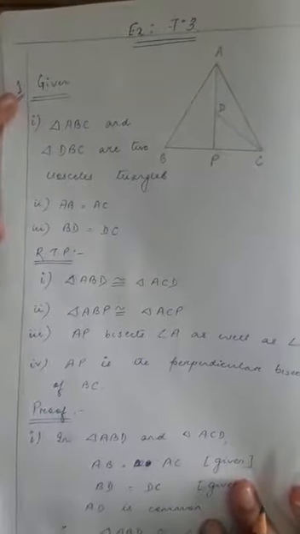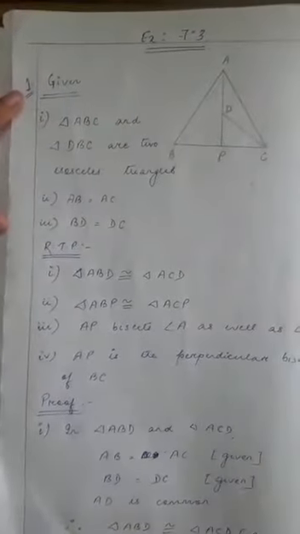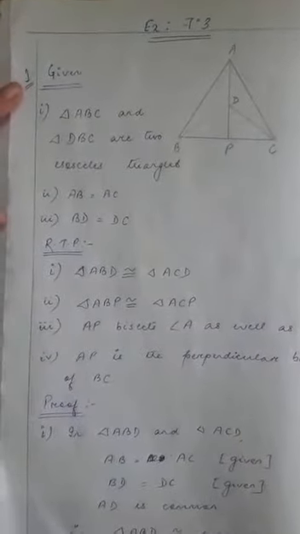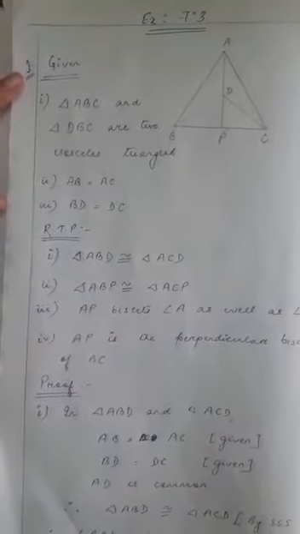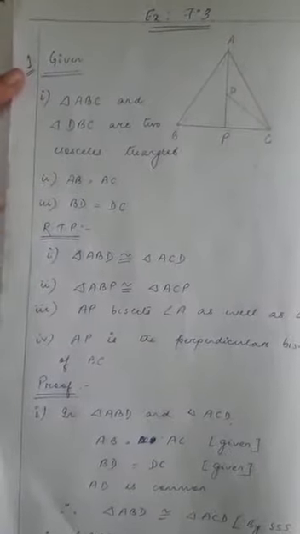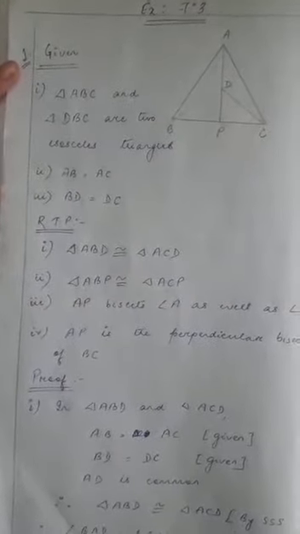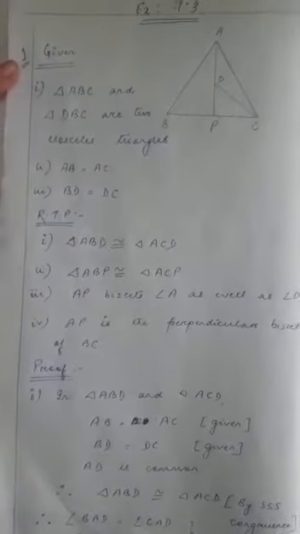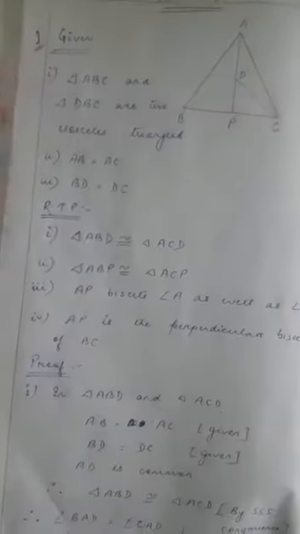Hello students, today we'll start with a new chapter, that is your exercise 7.3. In this exercise the sums are mostly based on two congruency rules. One is your SSS, that is side-side-side congruency, and the other is your RHS, that is right angle hypotenuse side congruency rule. So let us start with the first sum.